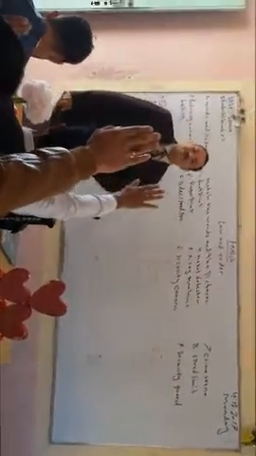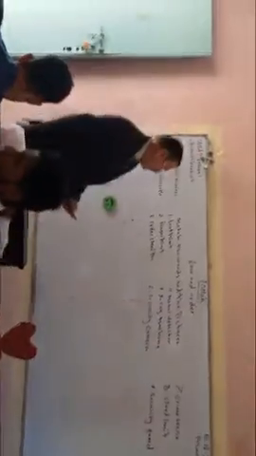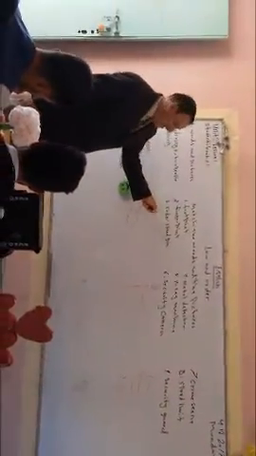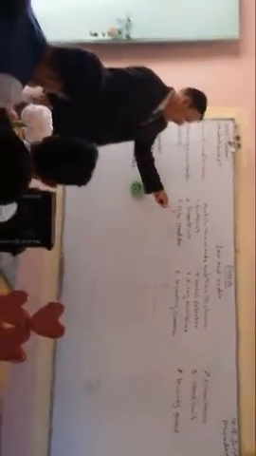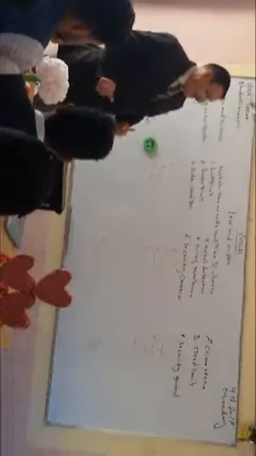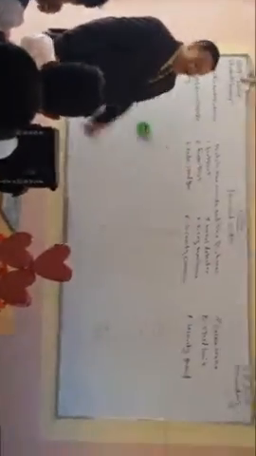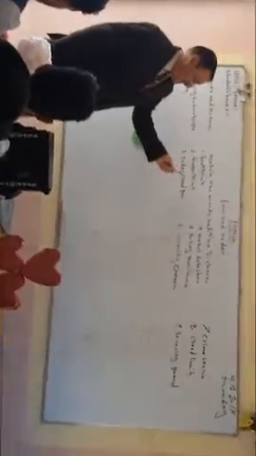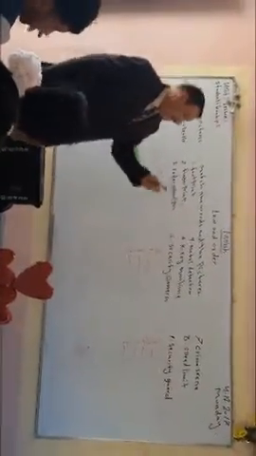Number three, radar speed gun. What does this mean? Okay, that's very good. Radar is a system or a device used to check the speed of cars when the drivers move their cars very fast. This device can check the speed.